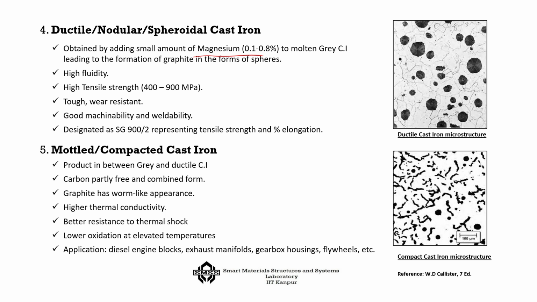Then there is one interesting form which is called mottled or compacted cast iron. This is a product in between gray and ductile cast iron, and carbon is partly free and partly in combined form. The graphite here has a worm like appearance. So, this gives better resistance to thermal shock and lower oxidation at elevated temperature, and that is why it is used for diesel engine blocks where the temperature continuously changes in the combustion phase, exhaust manifolds, gearbox housings, flywheels, etc.